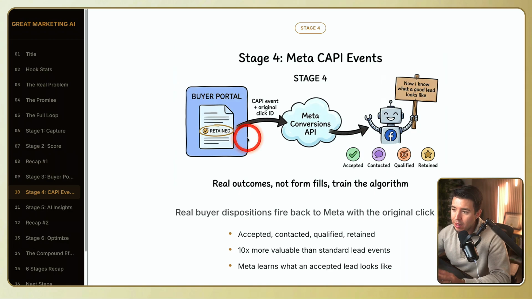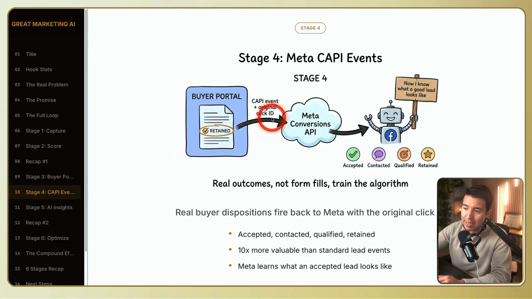Stage 4 is when we send the Meta CAPI event. So whether a lead was accepted, whether they're converted, we have to send that event back to Meta. We have to also make sure that we're saving the Facebook click ID. This is really important. Not that hard to do, but we make sure to save that Facebook click ID. And then we send those events back to Meta.